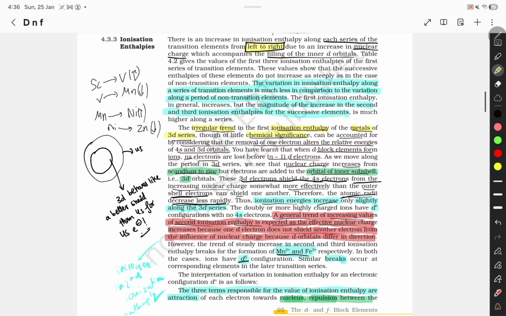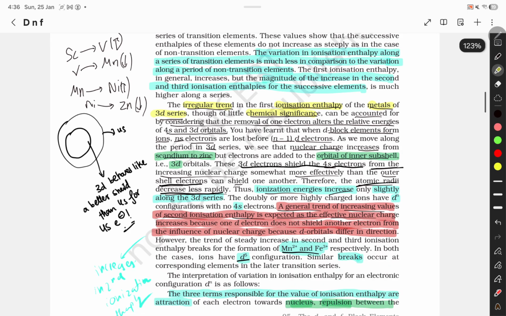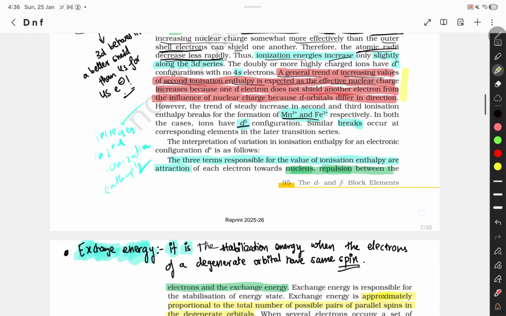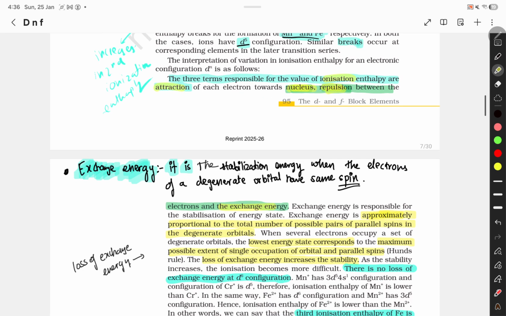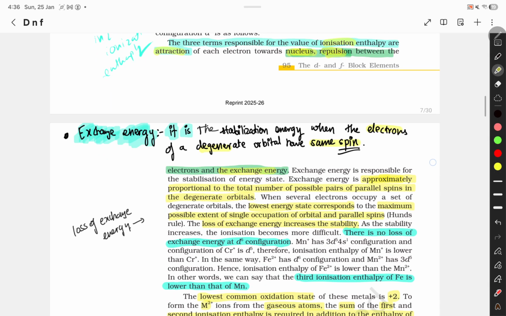In this paragraph, we are just summarizing that second ionization enthalpy increasing values is expected in second ionization enthalpy. And yeah, shielding effect, so we know basically. The three factors responsible for the value of ionization enthalpy are attraction to nucleus, repulsion between electrons, and the exchange energy. Exchange energy is the stabilization energy when the electrons of a degenerate orbital have the same spin.